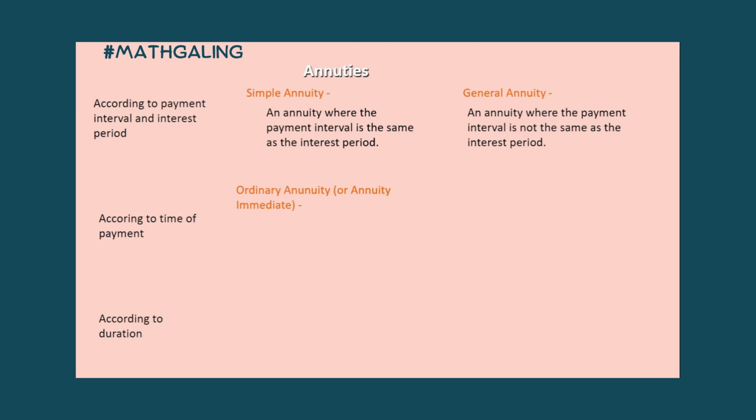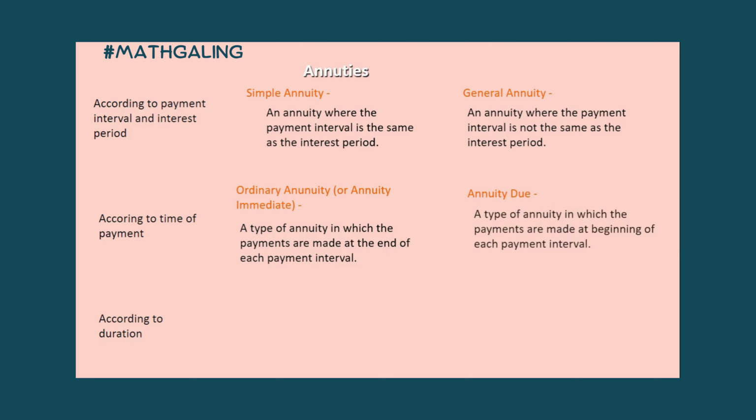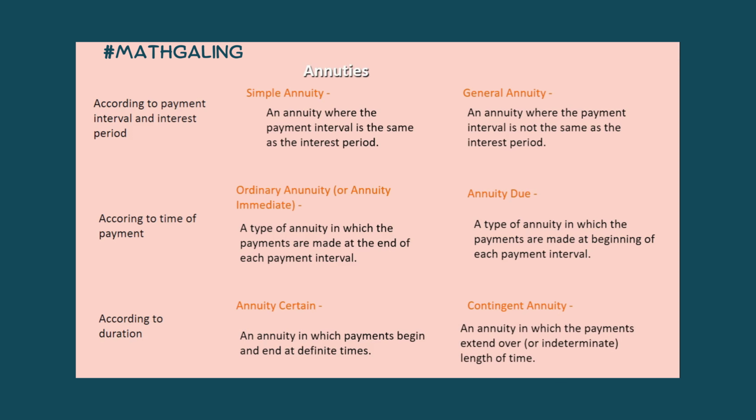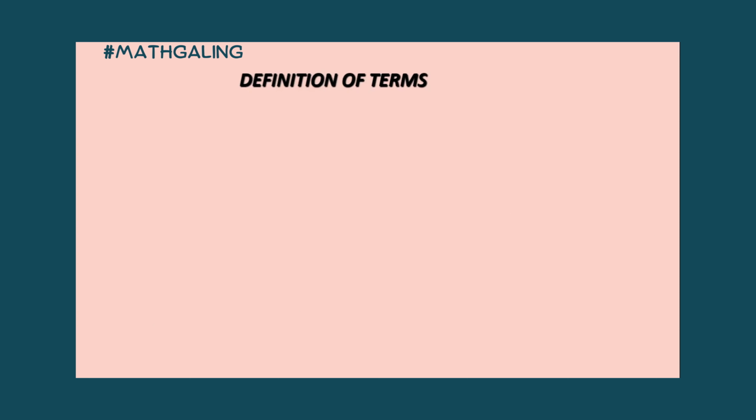Simple annuity according to time of payment: an ordinary annuity, or annuity immediate, is a type of annuity in which the payments are made at the end of each payment interval, while an annuity due is a type of annuity in which the payments are made at the beginning of each payment interval. According to duration, an annuity certain is an annuity in which payments begin and end at definite times, while a contingent annuity is an annuity in which the payments extend over an indeterminate length of time.